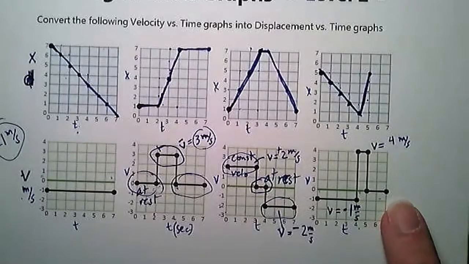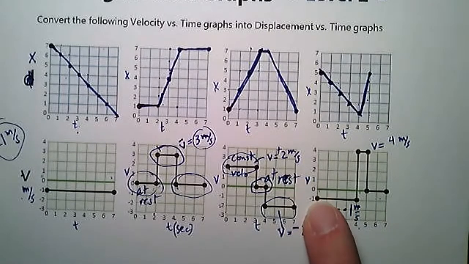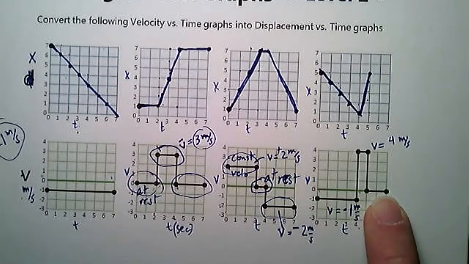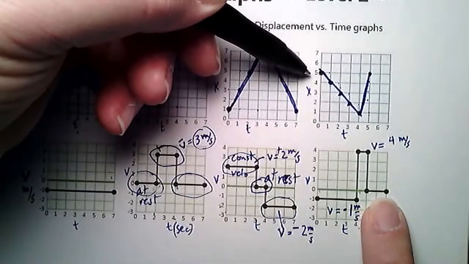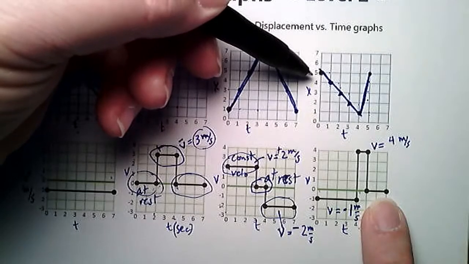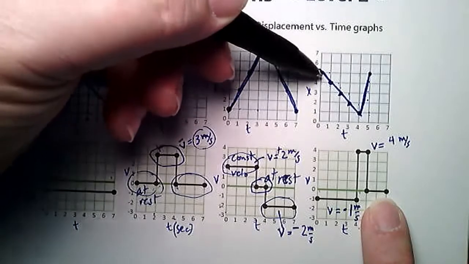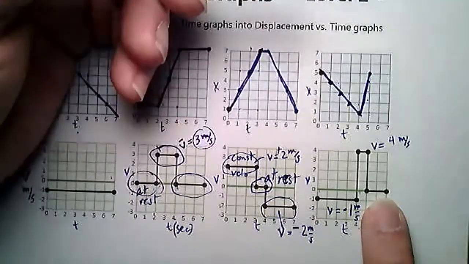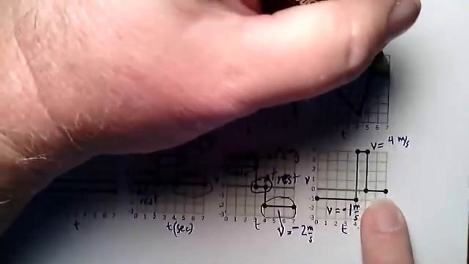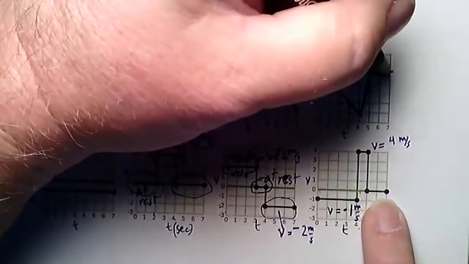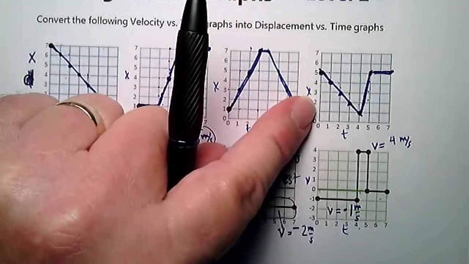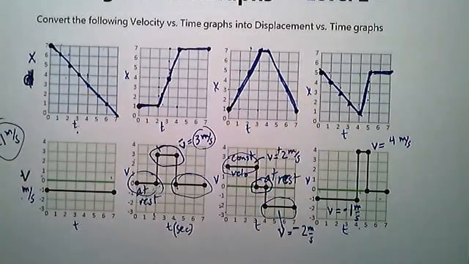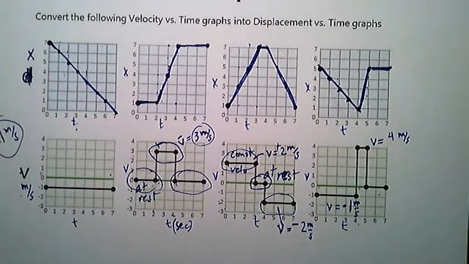Then what happens here? Between 5 seconds and 7 seconds, I'm at a velocity of 0. So that means I'm not moving. What would that mean about displacement? Well, if I'm not moving, my displacement's not changing. I'm stuck in that position. So if I'm at 5 meters, which is what this is telling me I am, it's just going to stay at 5 meters for those last 2 seconds. And that's what the XT graph looks like for this one. Okay? One more set of graphs.